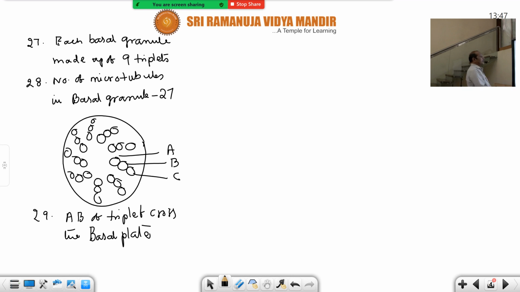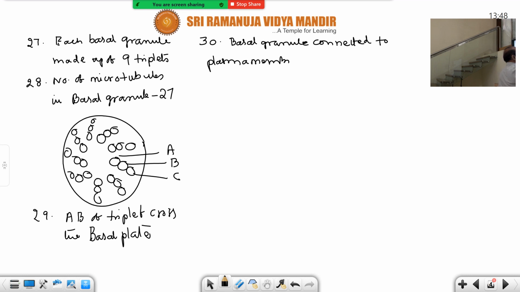That is about this. And then if you turn the page here, the basal granule is connected to plasma membrane on one side and nucleus on the other side. This sentence is the last one, you remember very carefully. And nucleus on the other side with communication channels.